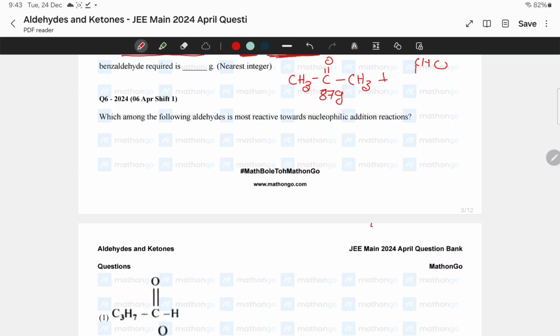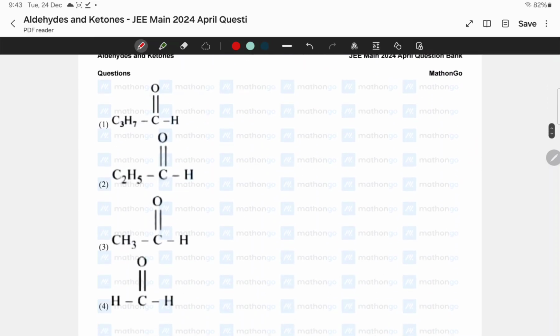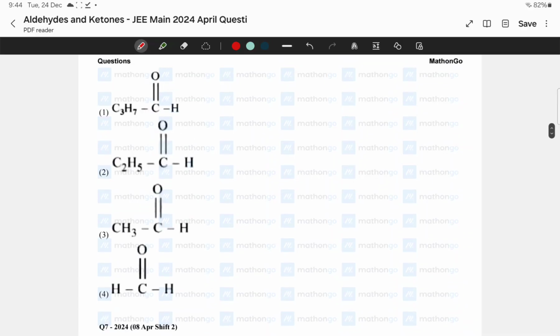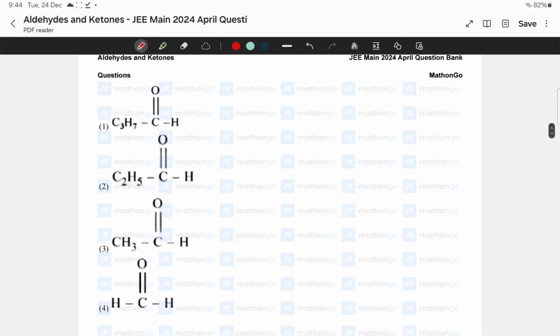Which among the following aldehydes is most reactive towards nucleophilic addition reaction? Let us check. In nucleophilic addition, less steric hindrance is preferred. Less steric hindrance, more nucleophilic reaction.